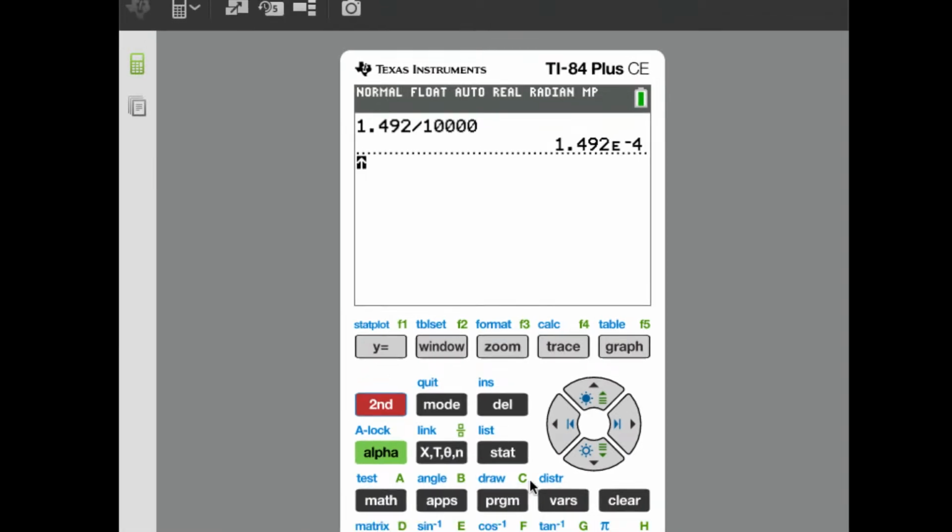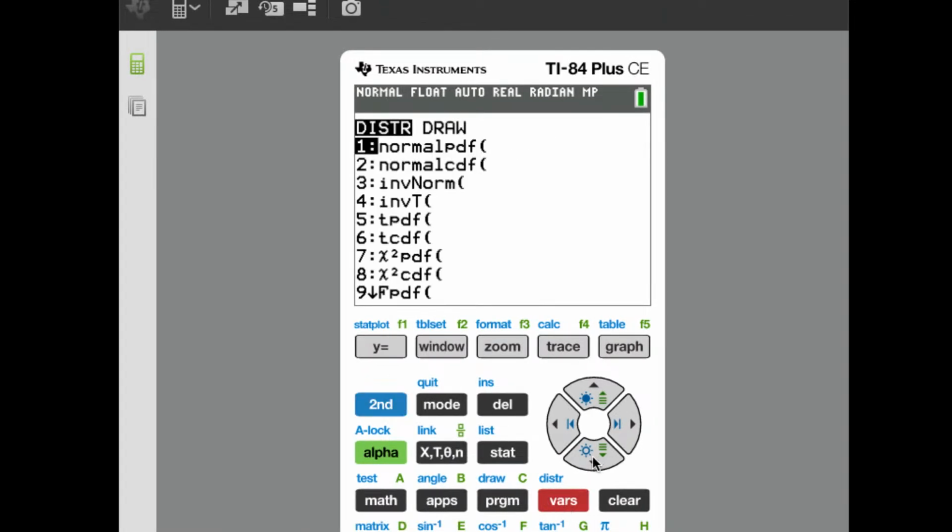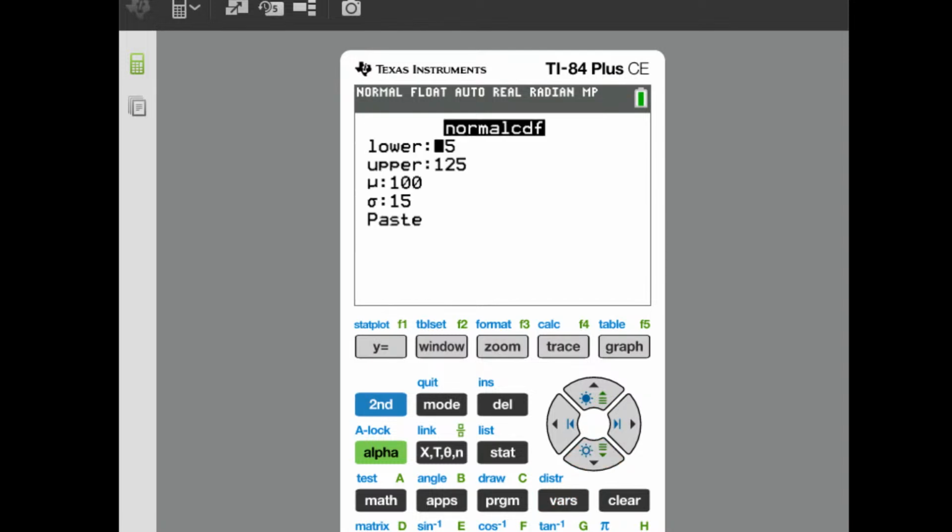Okay, so remember we go to second, distribution. What do we look for? Normal CDF, number 2. Okay, and what was the lower value in this problem? 70, good. What was the upper value? 9,900 and what? 99. Okay, now it still has the mean from yesterday. We have to change it. What's it going to be? 77.5. What's the standard deviation? 12.8. You're going to do what? Paste it.